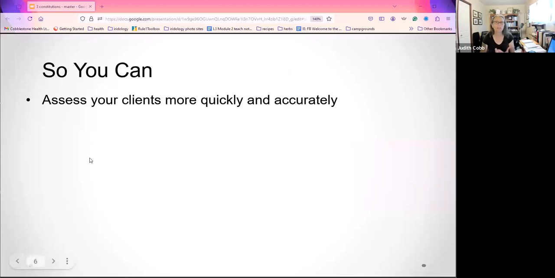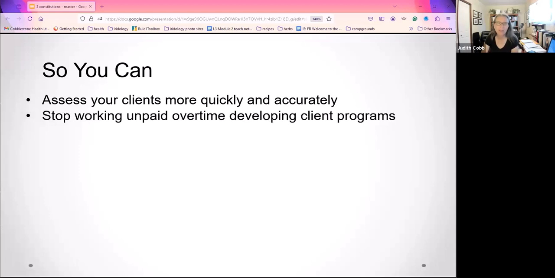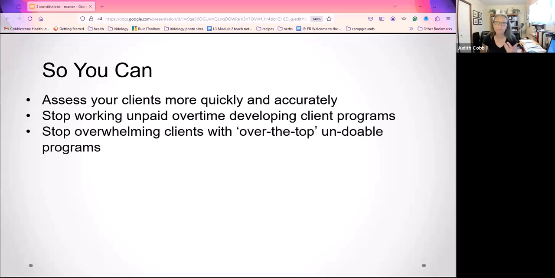We want to do this because it'll help us to assess our clients more quickly and accurately, which actually means that it leaves us more time in our sessions for developing rapport. It helps us to stop working unpaid overtime developing our client programs. We can get the assessment and the program developed right in that paid client time, rather than spending time outside of our paid hours doing unpaid homework.